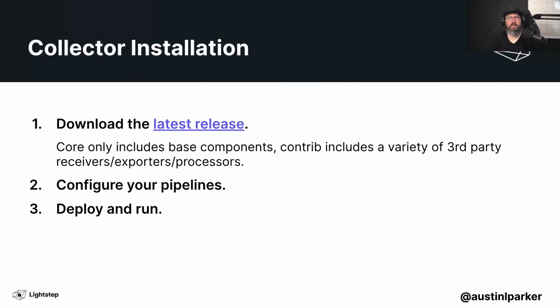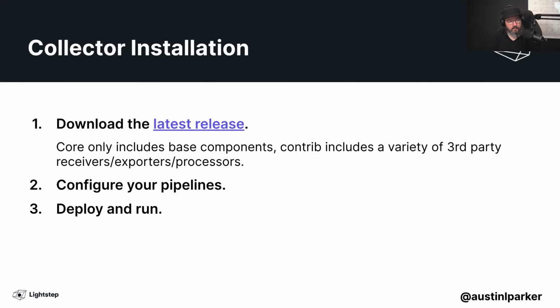Installing the collector is fairly straightforward. You download the latest release. One thing that gets people is that there are two distributions. There's one called Core and there's one called Contrib. Core is really the core distribution. It includes only things like OTLP. It doesn't include a lot of processors. It doesn't include a lot of extras. So if you're just playing around, then Contrib is a good place to get started.